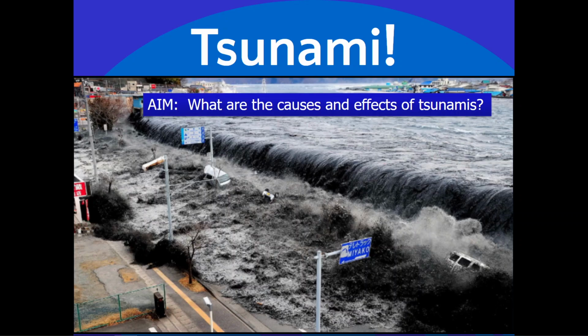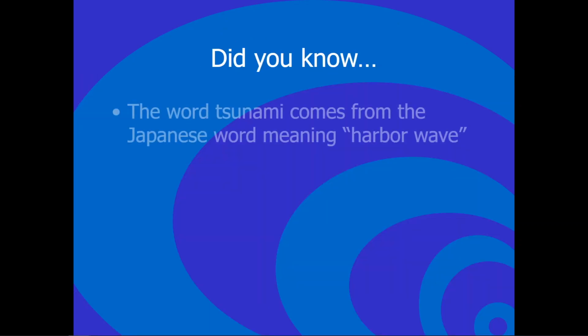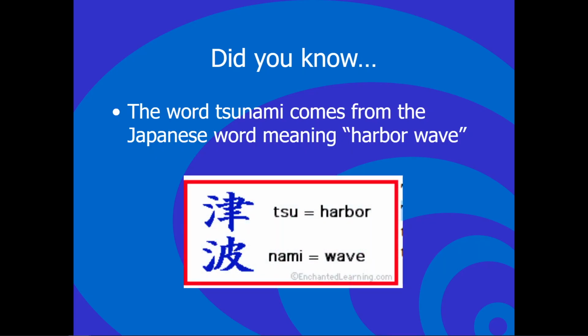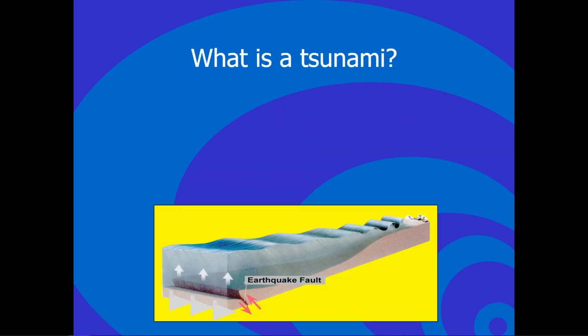So, let us begin. Alright, so did you know that the word tsunami actually comes from the Japanese term harbor wave? So if you look at how it is written in Japanese, tsu is written this way, that means harbor, nami would be wave. So put these together, harbor wave. All right, so let's review what a tsunami is.